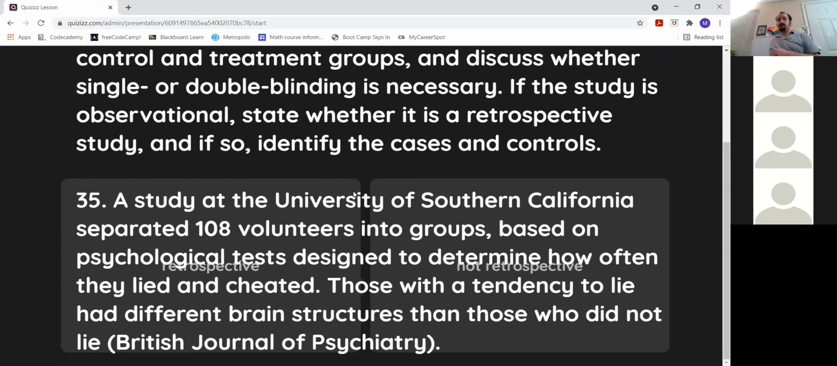Wait, could you repeat that? I really didn't get it. I didn't hear. So a retrospective study is a study that sets itself up like an experiment. By coincidence, we have people that do the thing and we have people that don't do the thing. And we're drawing some sort of conclusion that if they do the thing, then they're more likely to have this. If they don't do the thing, then they're more likely to be like this.